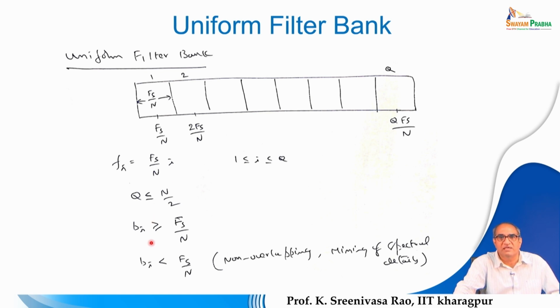Therefore, as far as possible for speech recognition, the bandwidth Bi offered by the filters should be greater than or equal to Fs by N, meaning the filters are overlapped. If the filters are non-overlapped, we lose some information, missing the spectral details of speech, and that loss cannot be recovered for speech recognition purposes.